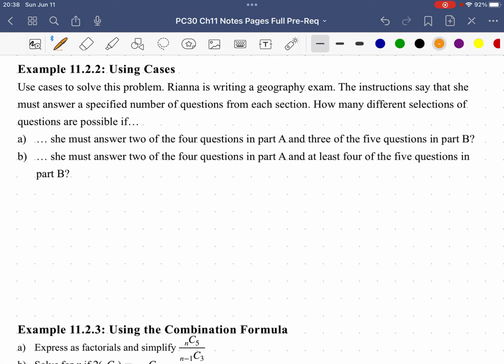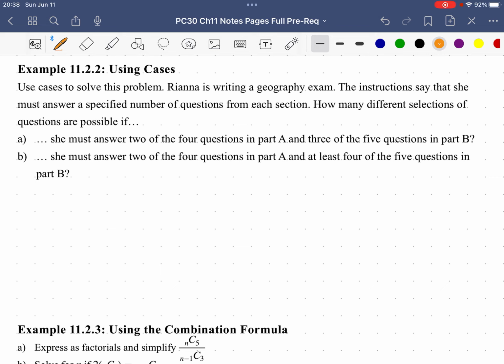Let's keep going. Looking at combinations. And today in this example, we're going to use cases. So cases where there's some different options and you have to solve for one option and the other option, and then you have to add the answers together basically. So use cases to solve this problem.